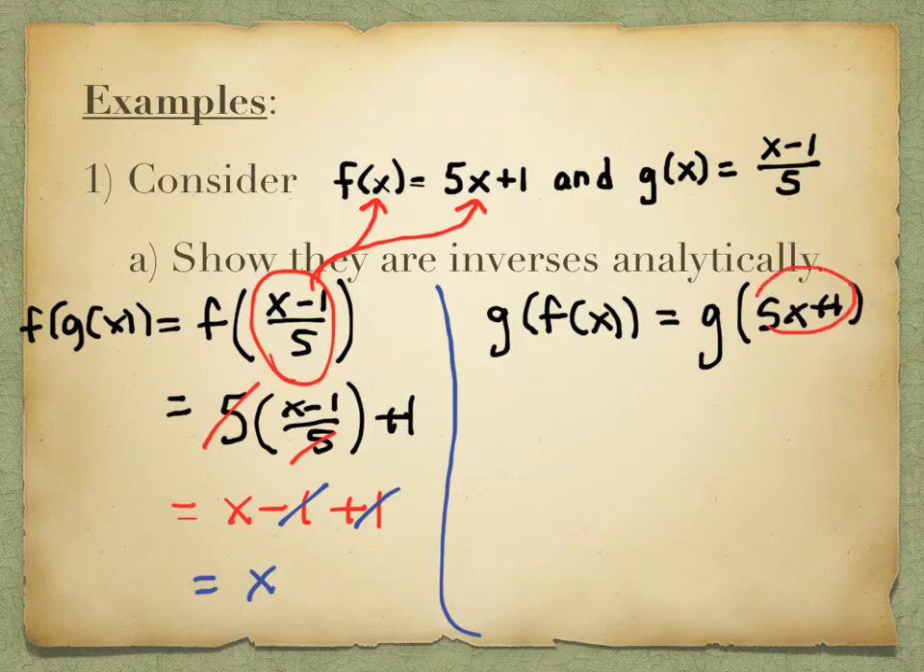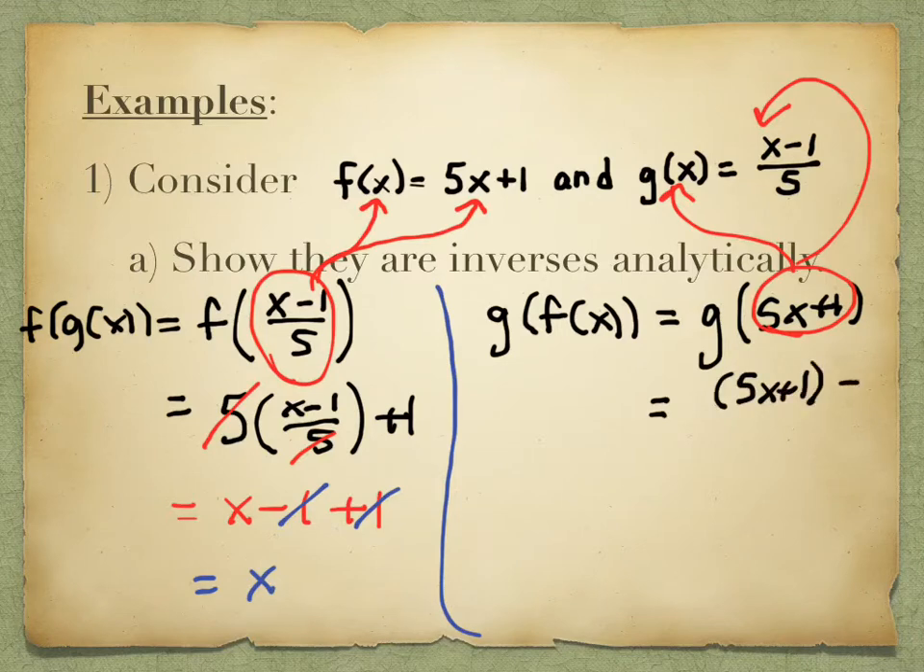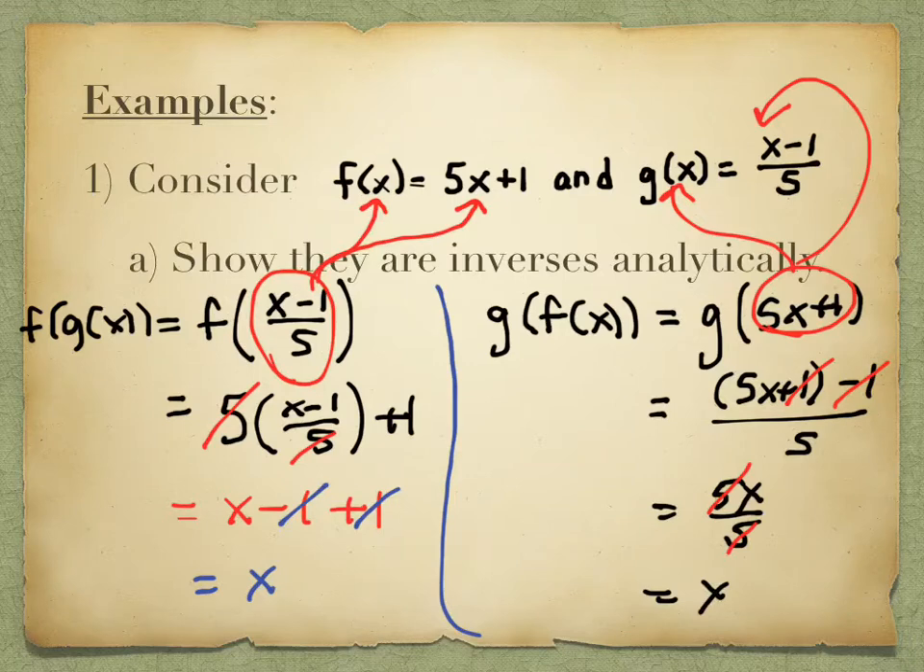Then what that means is to take that 5x plus 1 and plug it into the g of x equation everywhere you had an x. So in this case, we'd have 5x plus 1 minus 1, over 5. So what happens first? Right, this is plus 1 and minus 1. I know there are parentheses there, but they're not separating multiplication, they're separating addition and subtraction, so they don't really have much effect. That leaves me with 5x over 5, and then the 5's cancel, leaving me with x. Okay, so that's showing it analytically.